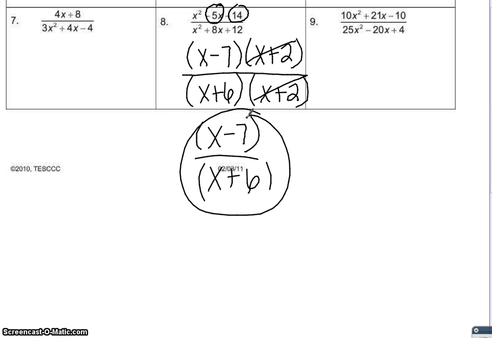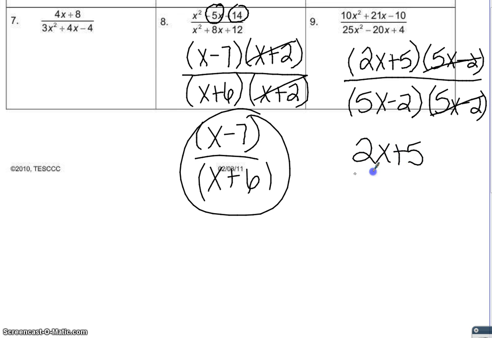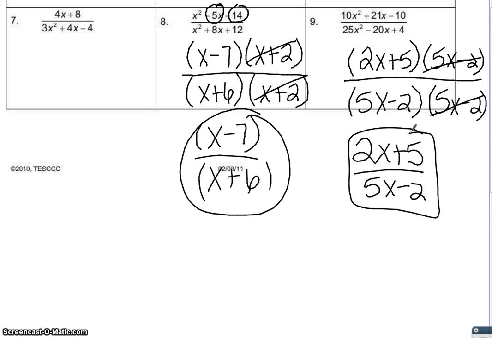Okay, looking at number 9, here I'm going to have 2x plus 5 and 5x minus 2 in the numerator. In my denominator, I'm going to end up with 5x minus 2 and 5x minus 2. And so here, my 5x minus 2's cancel, and I'm left with 2x plus 5 over 5x minus 2. Now, what I would like for you guys to do is work questions 8 and 9. Although I gave you the answer, I want you to try and use SPT to make sure you get the same exact answer. Now, if y'all look on the next page, there are 9 practice problems. We will work those 9 in class.